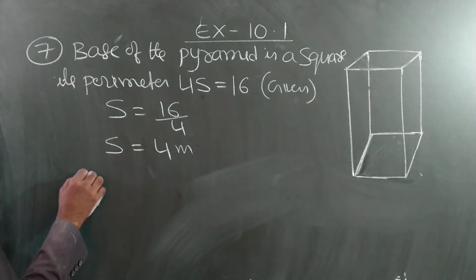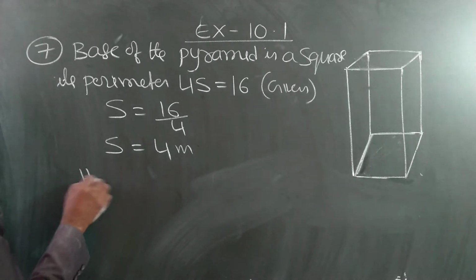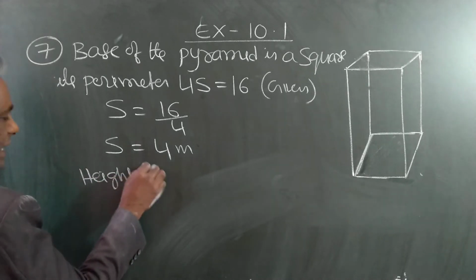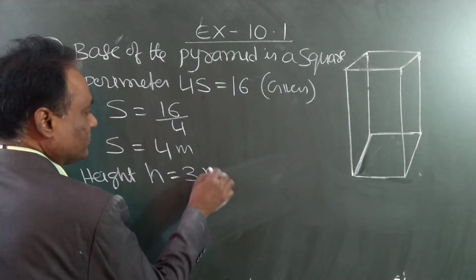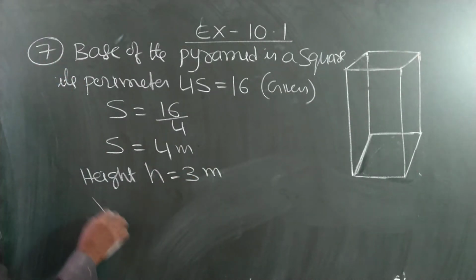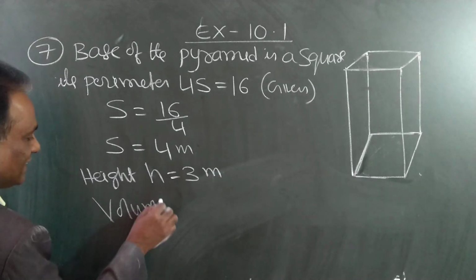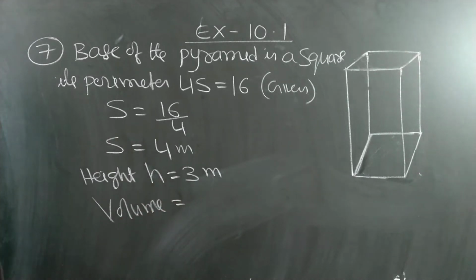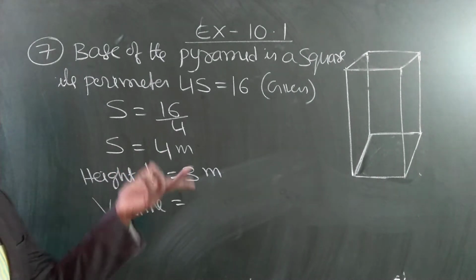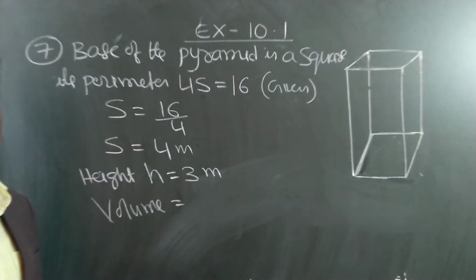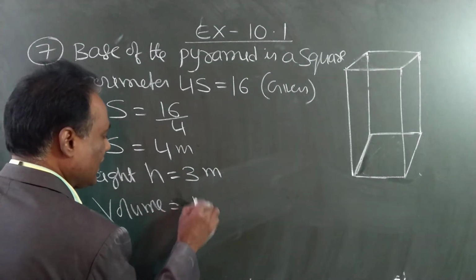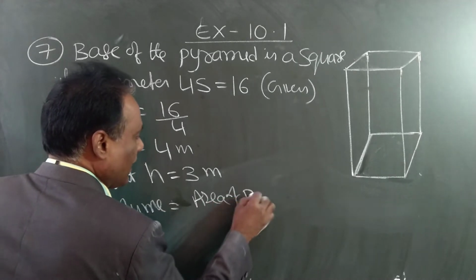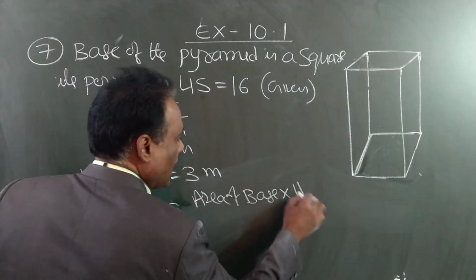And height, H is equal to 3. It is given. Now the volume formula. We can use the length into breadth into height formula also. Length is 4, breadth is also 4, height is 3. That formula we can use. Otherwise, volume is equal to, see here, area of base into height.